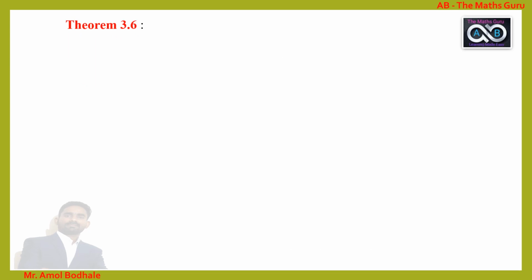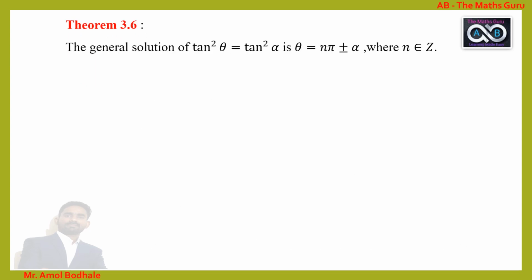Let's see the next theorem. The general solution of tan square theta equals tan square alpha is theta equals n pi plus or minus alpha, where n belongs to Z. So here given that tan square theta equals tan square alpha.